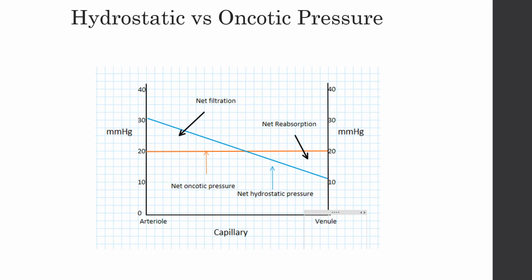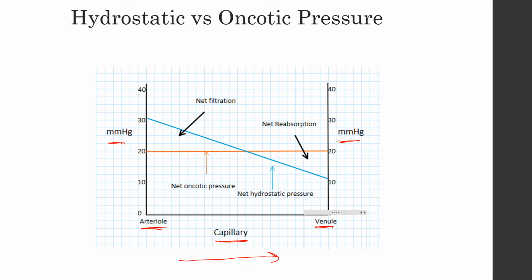So to start, you'll notice here that on either axis I have millimeters of mercury, so that's just the pressures, okay? And on the axis here is the capillary, which is actually, this is the arterial end of the capillary, and this side represents the venule end of the capillary. So again, blood is flowing in this direction towards the venule. Okay? So let's take a look at the arterial end. Now again, this is really just graphically representing what I showed you with the net filtration pressure calculations earlier.